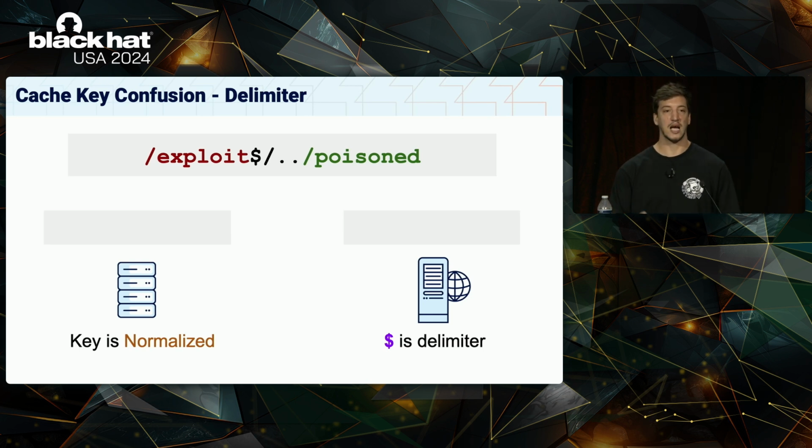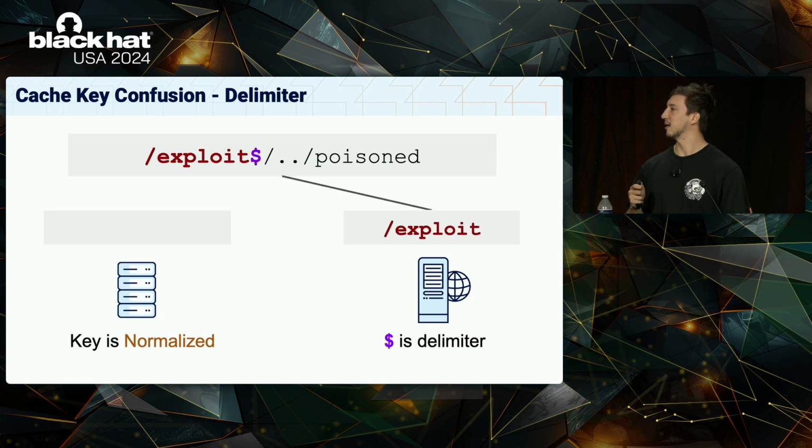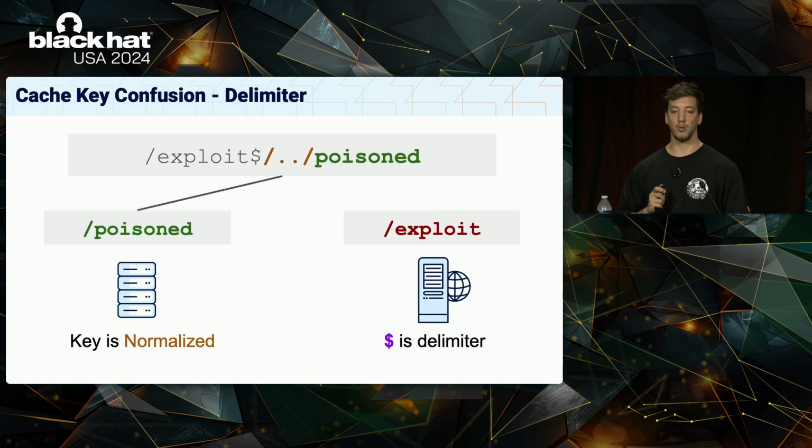So if we have this key normalization and we find that there's a delimiter at the back end, then we can use the delimiter to create a path that is going to be interpreted as exploit, which is the path that is getting the response with the malicious content. And then we can use normalization to modify the path that is poisoned, so we can put anything we want, and this allows us to create an arbitrary web cache poisoning attack.